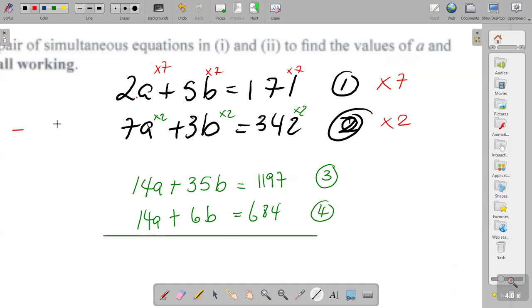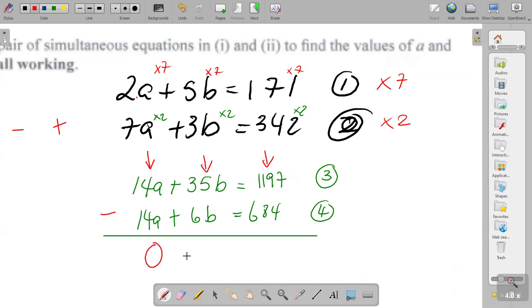Because remember, addition and subtraction are the opposites of each other. So you would have had to add them to eliminate them. Okay? Because the signs are alike here, we subtract. That means everything on the top, we subtract by the thing that's below it. Right? So let's go. 14A minus 14A is 0. So that means we got rid of the A's.